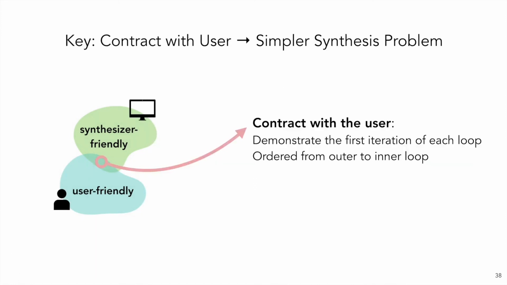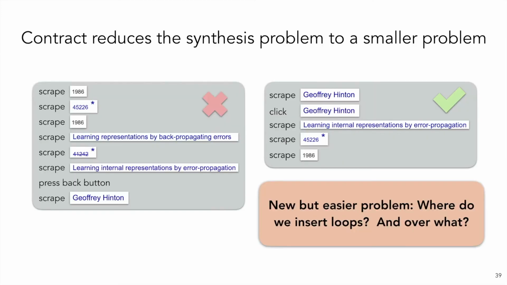And this led us to the particular balance that we found for this tool, which was making a contract with the user. Now this isn't how we would express it to the users, but basically what we require them to do is demonstrate the first iteration of each loop, ordered from outer to inner loop. And we're helped in the second one by the fact that the way you navigate the web actually enforces that second one. So this dramatically simplifies the process because all of a sudden that demonstration on the left, that one's out. The user is not allowed to provide that. And all we have to do for something like the demonstration here on the right is just figure out where to insert loops and over what.